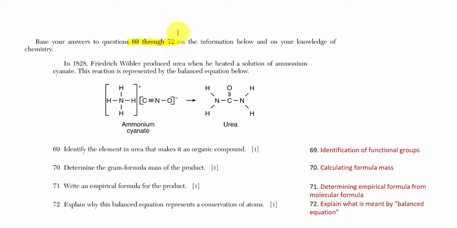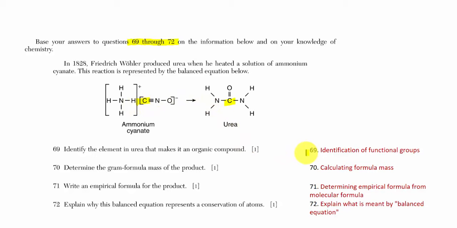For questions 69 to 72, we're given the following narrative. In 1828, Friedrich Wöhler produced urea when he heated a solution of ammonium cyanate. This reaction is represented by the balanced equation below. We need to appreciate several things about this equation here. We're shown structural formulas for 2 compounds, the ammonium cyanate and the product urea. We can see that they are organic compounds, so there's a little bit of organic chemistry going on here.